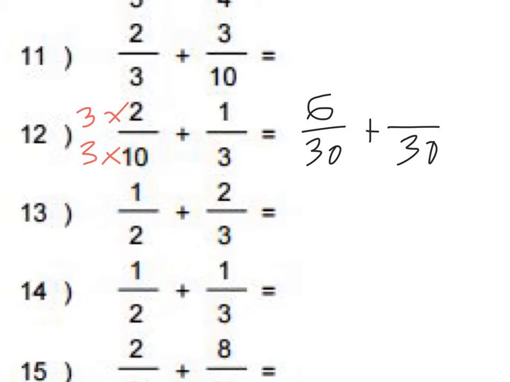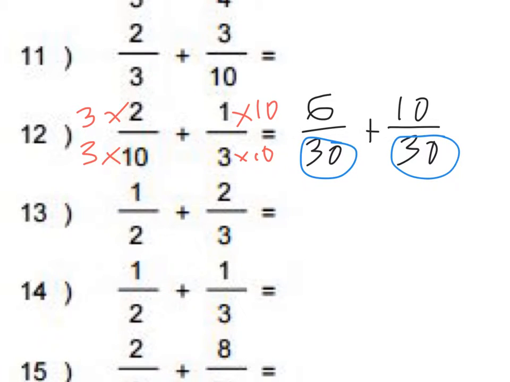Now 3 times what is 30? 10, right? What do you have to do on the top? 10, because whatever you do on the bottom, you do on the top, and vice versa. What's 1 times 10? 10. Do we have like fractions now? Yes, right? Like fractions means the denominators are the same.